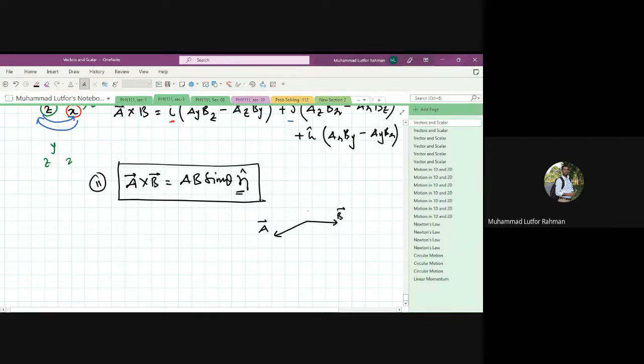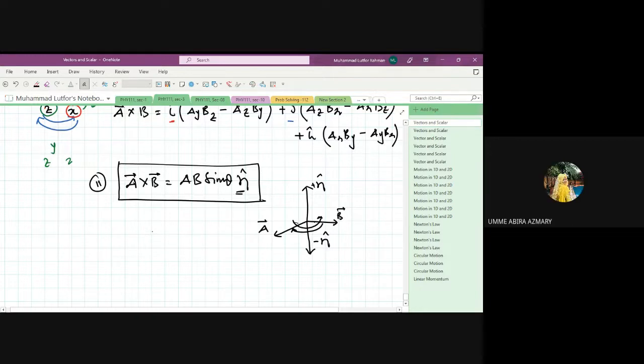then the n hat would be either toward that direction, which is perpendicular to both a and b, or it could be towards the downward direction. In that case, if you say this is the positive n hat, then downward would be negative n hat. And if you take a cross b, that would be towards the positive n hat direction. But if you write b cross a, it would be towards the downward direction, so towards the negative n hat direction. And that convention we can find using the right hand rule. Are you familiar with that right hand rule?